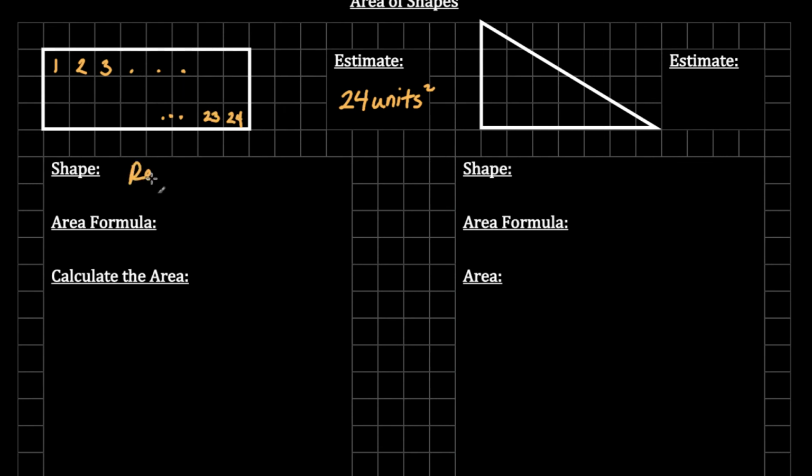So this shape is a rectangle, and the area formula is A equals B times H. In this rectangle, the H is 3 units, and the length of the base is 1, 2, 3, 4, 5, 6, 7, 8 units. So I should probably put units.